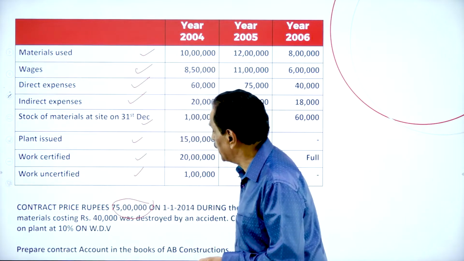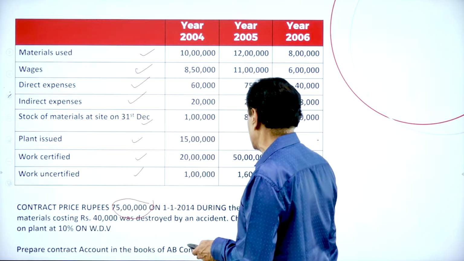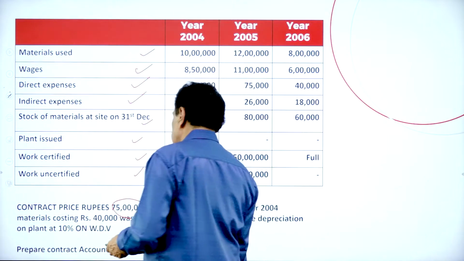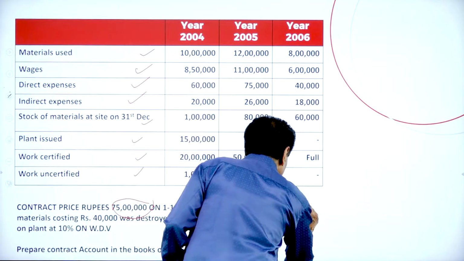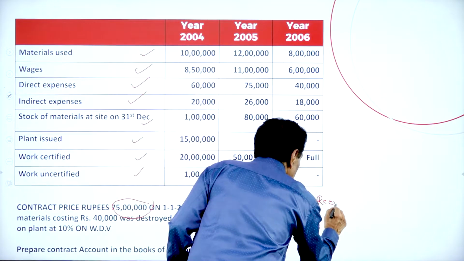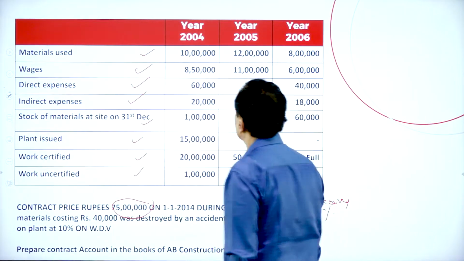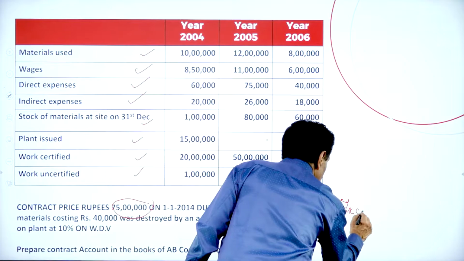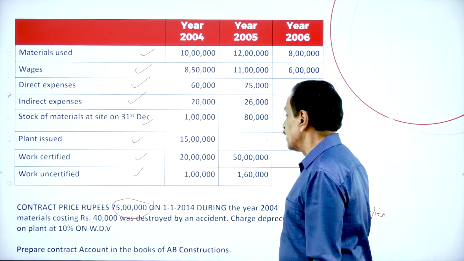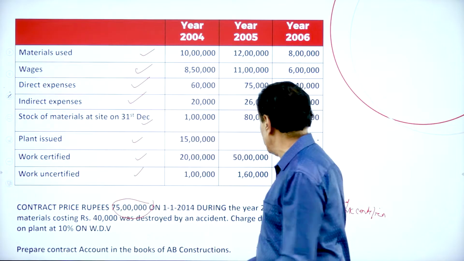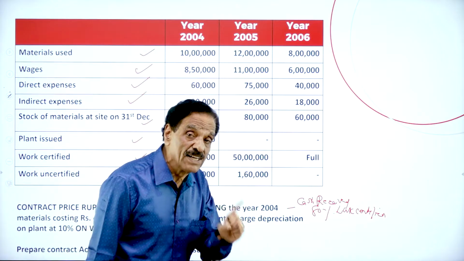Stock of material, material used, contract price, indirect expenses, work certified, prepare the contract account. 80% he says, no. Here he will receive 75%. He is going to receive cash received 80% of the work certified. What's your contract price? 75 lakh during the year, and material costing 40,000 will be paid. Here, cash received is 80% of work certified.